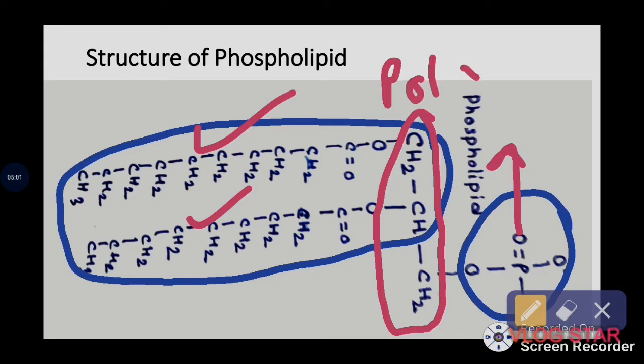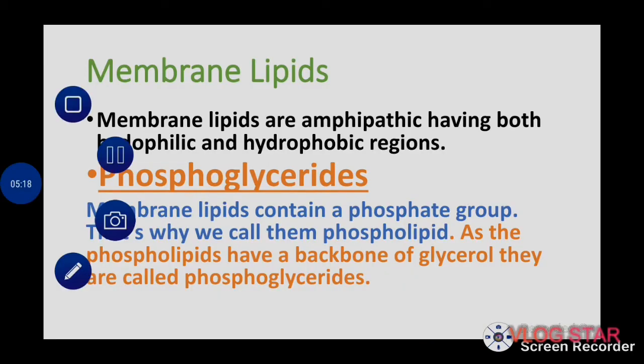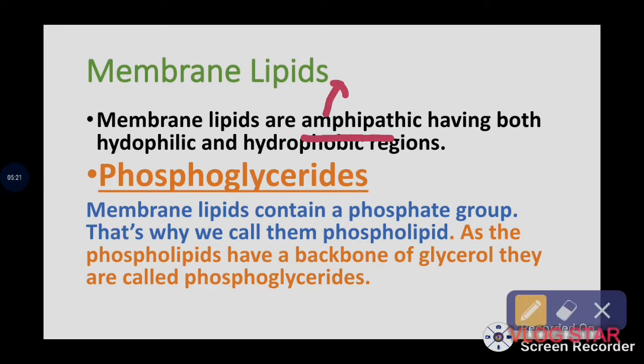As it has the phosphate group, it has a polar head group. Phosphate is polar, so it has a polar head group and a non-polar tail region. That's why we call it amphipathic. Amphi means both, and pathos means region. So both regions are present in the lipid molecule: a hydrophilic region and a hydrophobic region. So we call them amphipathic molecules. Now, phosphoglycerides I have told you about earlier, so I am not talking about them now.